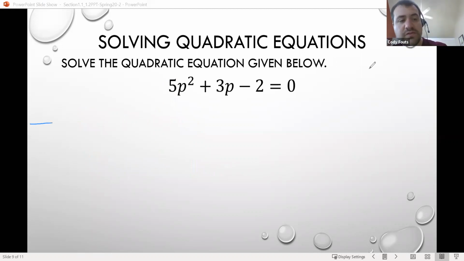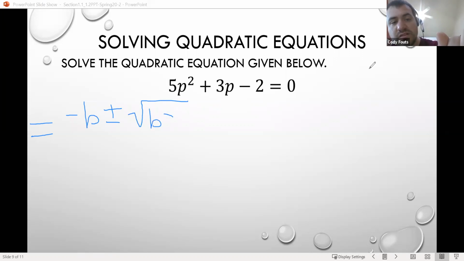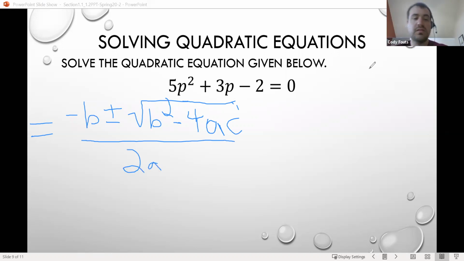If you recall, the quadratic formula is given by negative b plus or minus square root of b squared minus 4 times a times c, all divided by 2a. Okay, and it's very important that when you divide by 2a, it's that whole thing on the top divided by 2a.